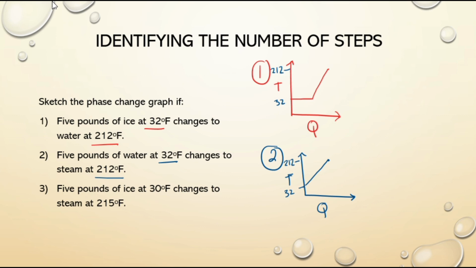Do we have another step? Yeah, because right here at this point we're at water at 212 degrees Fahrenheit. So we want to change it to steam. That's a phase change. That's a flat line. This is what the graph for situation number 2 looks like.